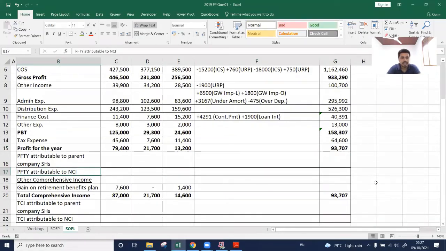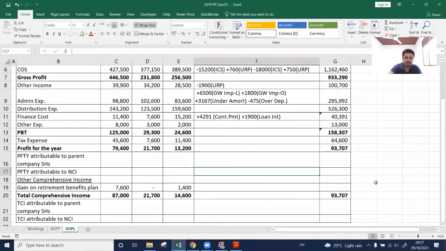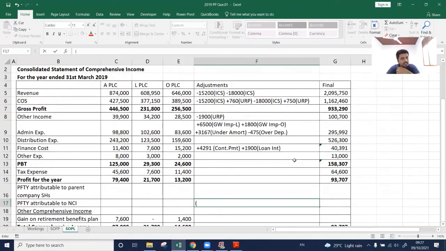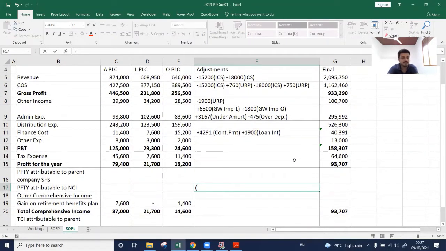Profit for the year attributable to NCI. What is the profit for the year with respect to Lemon PLC? NCI in the subsidiaries: Lemon PLC 25%, Orange PLC 30%, the NCI percentages. First, we'll consider Lemon PLC. What is the profit they have earned during the year?